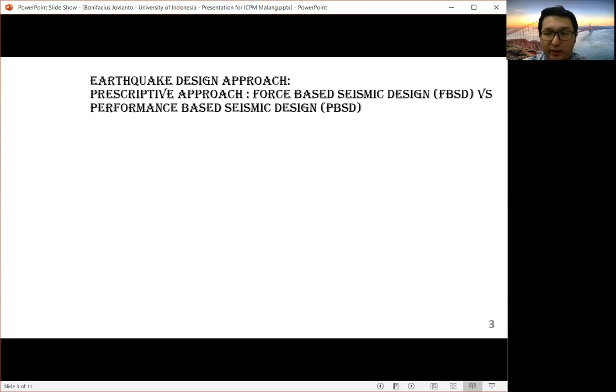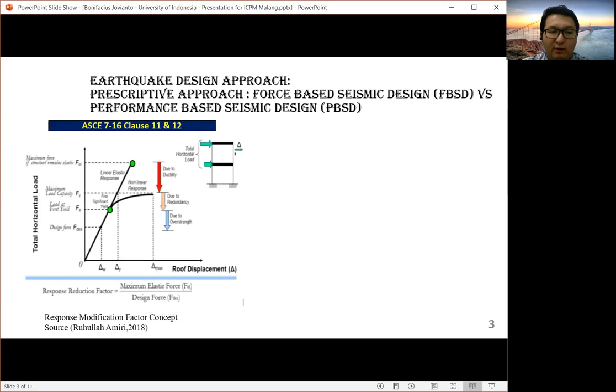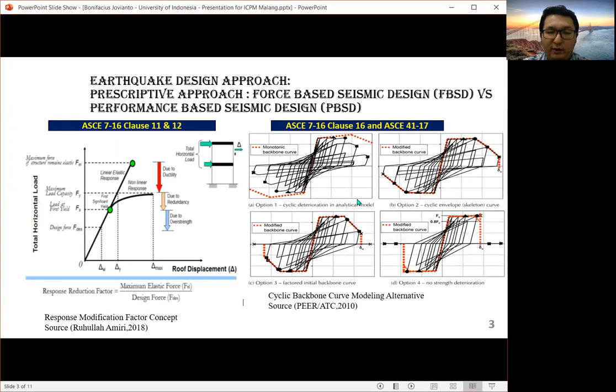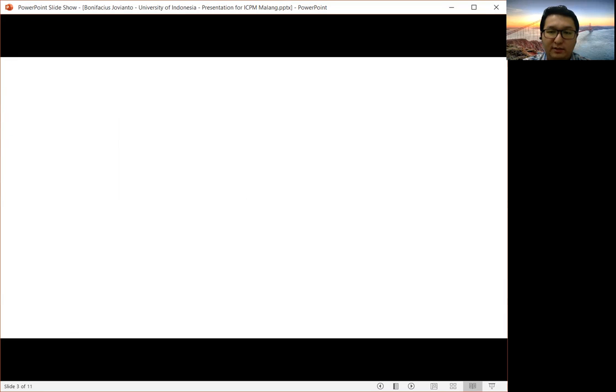Along with science and technological advancements, we are now able to do complex design with ease. Paradigms of earthquake-resistant design have shifted, not only aiming for human safety, but also preventing economic loss. What we know from the past is the prescriptive approach, force-based seismic design, which uses the response modification factor R, consisting of overstrength, redundancy, and ductility. The latest one is PBSD with nonlinear time history analysis.